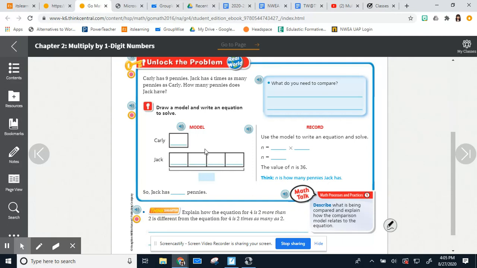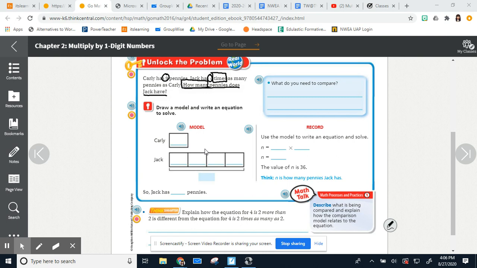So I'm going to circle my important numbers, 9 pennies, 4 times as many. Now I'm going to go to underlining. What is the problem asking? So we want to know how many pennies does Jack have. And now I'm going to box in my key words. So I'm going to box in times, because whenever I hear that word times, I know that I probably need to multiply. So I'm also going to look at how many. So we just want to know how many pennies total does Jack have.